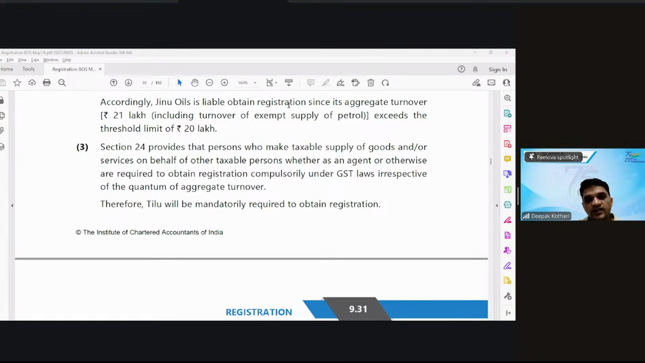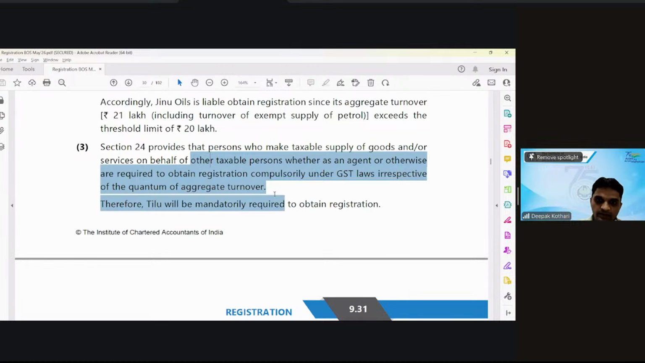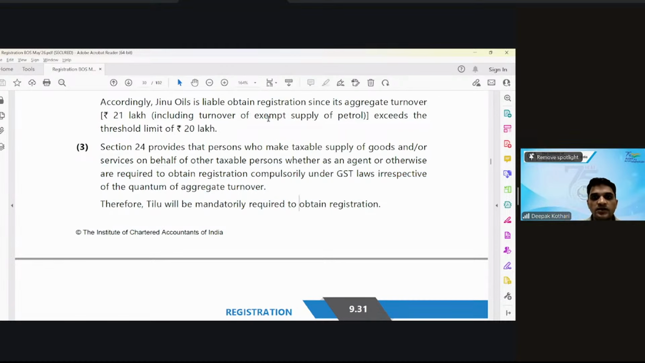And it is saying that he is raising an invoice in his own name itself. So he's an agent itself, right? So when he is supplying any goods or services on behalf of another taxable person, whether as an agent or otherwise, he is required to obtain compulsory registration, irrespective of the quantum of turnover, because Section 24 is compulsory registration. So TILU will be mandatorily required to take the registration.